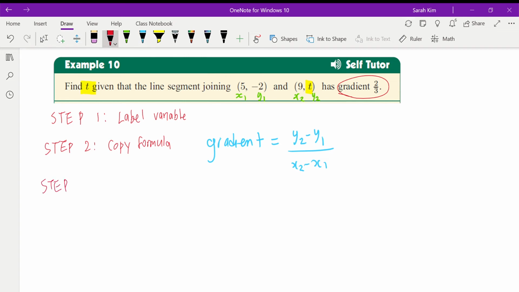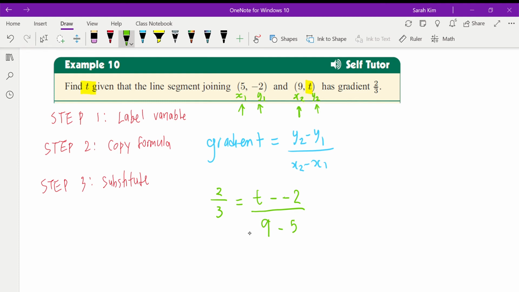Alright, what's step 3? Hopefully you know it. It is substitution. Substitute. Alright, so I'm going to do that. I actually know the gradient, so I can substitute that in as well. The gradient is 2 over 3, so I can substitute that in. Equals y2. What's my y2? Well, it's actually t, so I need to write t. Take. What's my y1? Well, my y1 is over here. It's a -2, so make sure you put a -2. What's my x2? My x2 is over here, it's 9. x1 over here, 5.